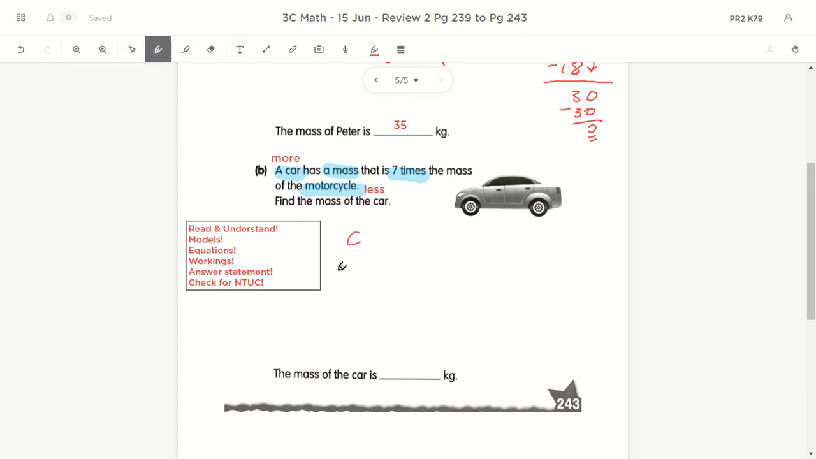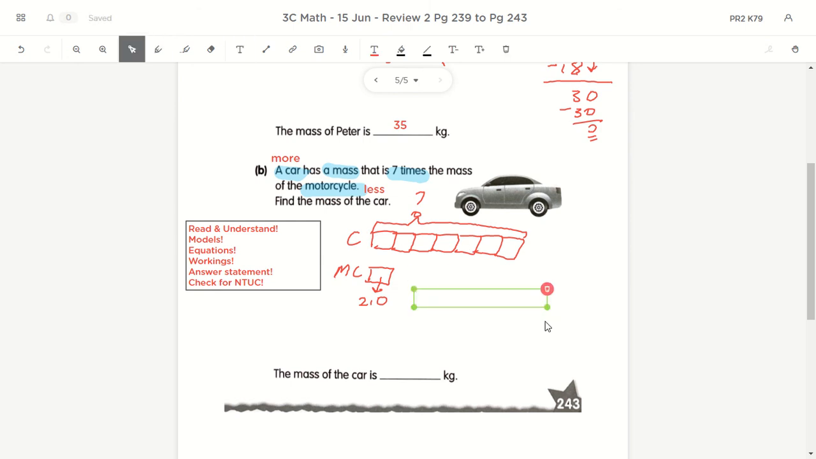So I have car, I have motorcycle. So car is 7 times the mass of motorcycle. So 1, 2, 3, 4, 5, 6, 7. And car is 7 units, motorcycle is only 1 unit. And we know motorcycle is 210. So car is what you want to find. So this is the question mark. So if motorcycle is 1 unit, how to find car, which is 7 units? All you need to do is to multiply. So 210 multiplied by 7.